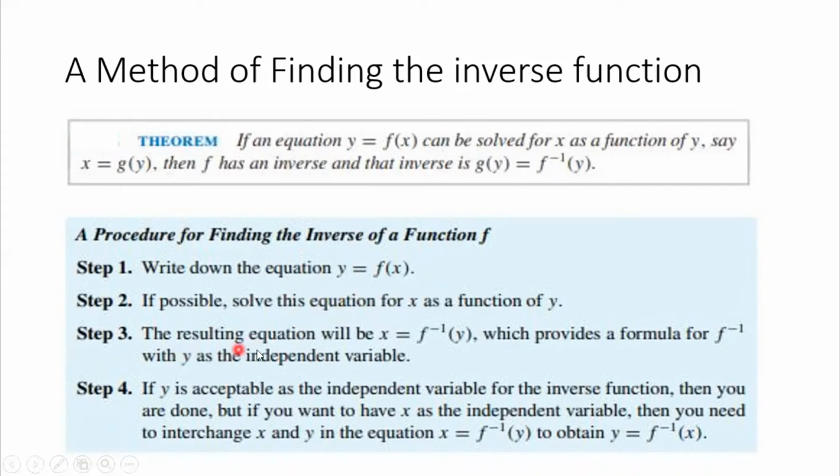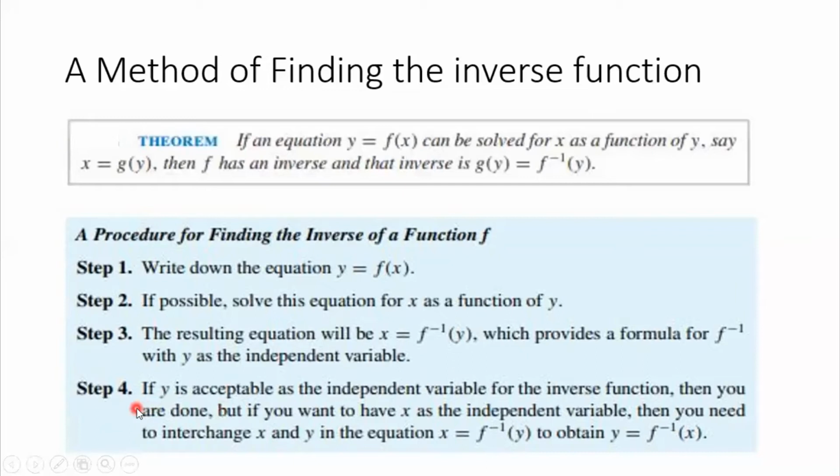Number three, the resulting equation will be x is equal to f inverse of y, because we assume that we can write x in terms of y, that is, x is equal to g of y. So that resulting equation, x is equal to f inverse of y, provides a formula for f inverse with y as the independent variable.